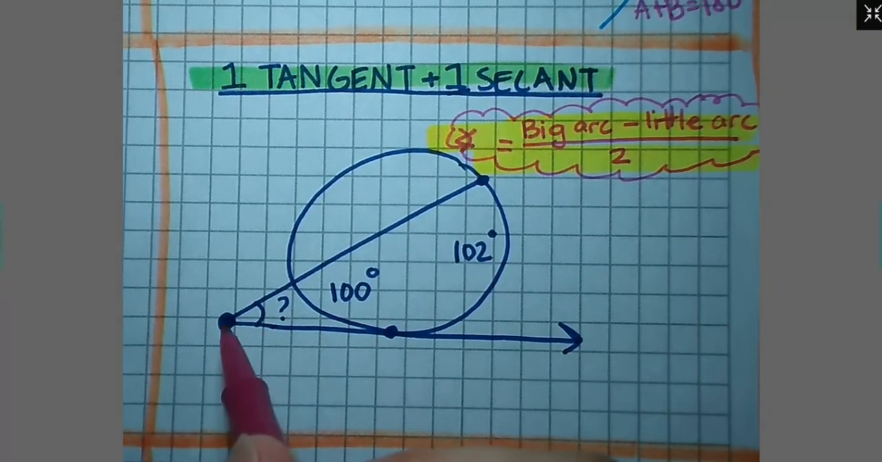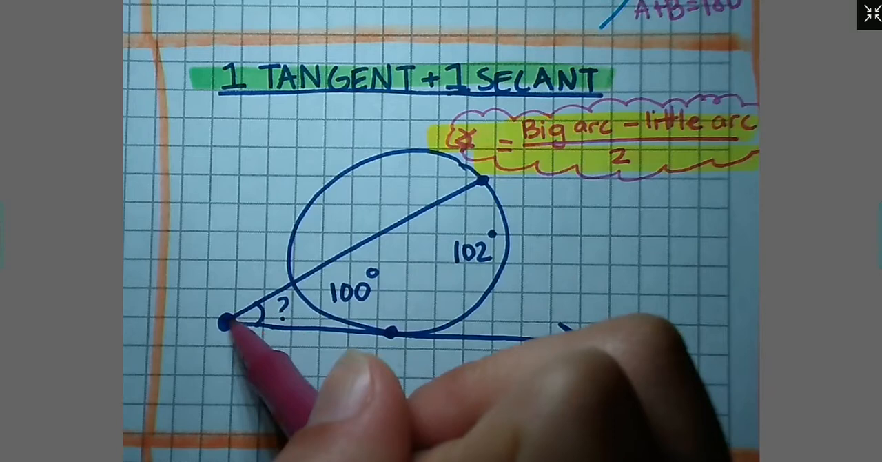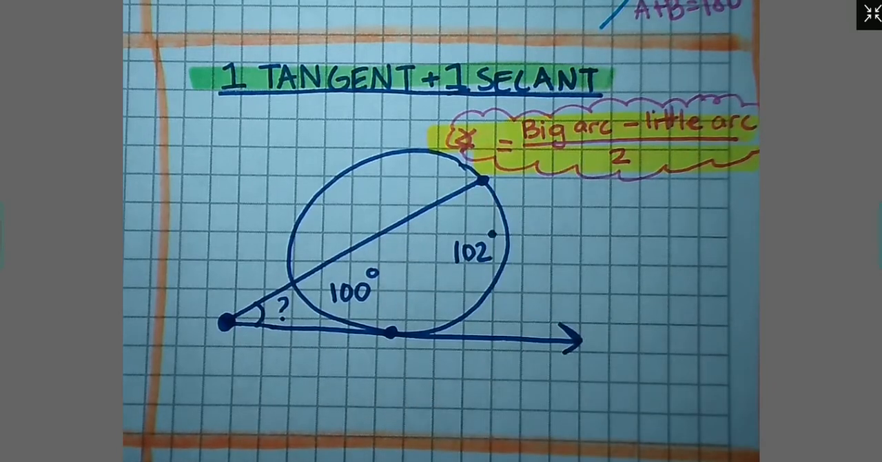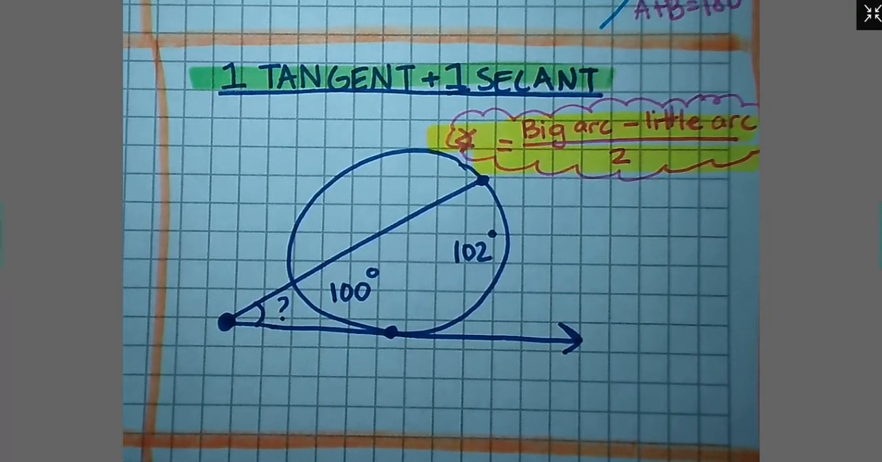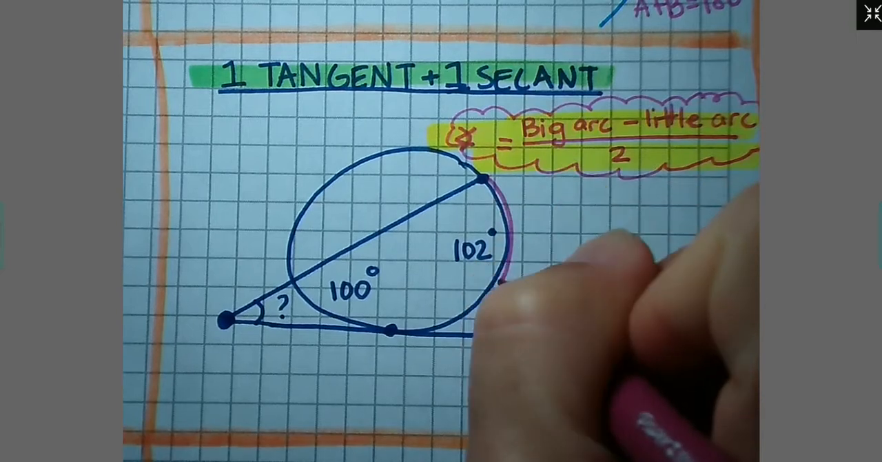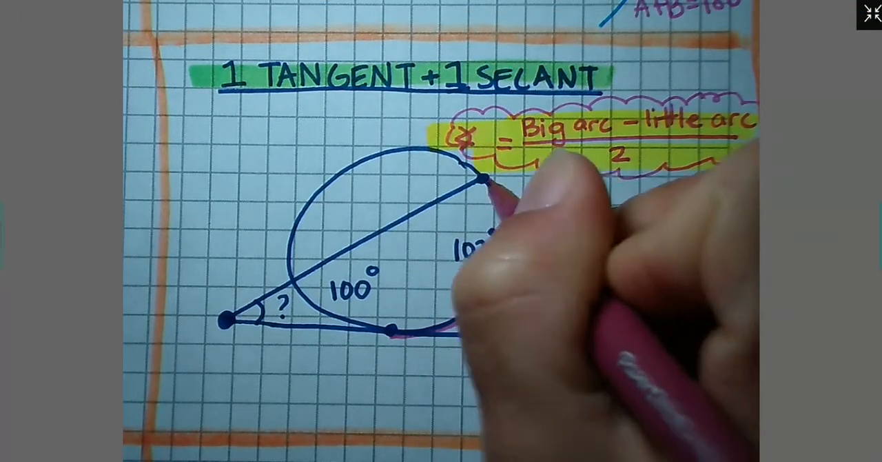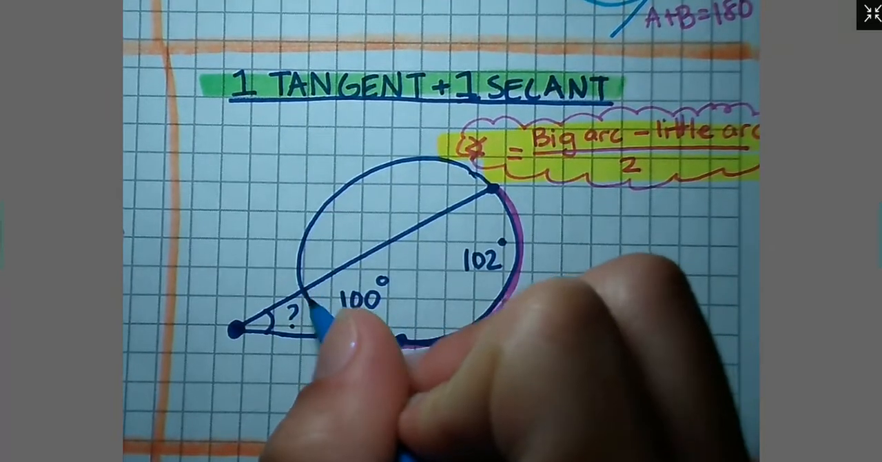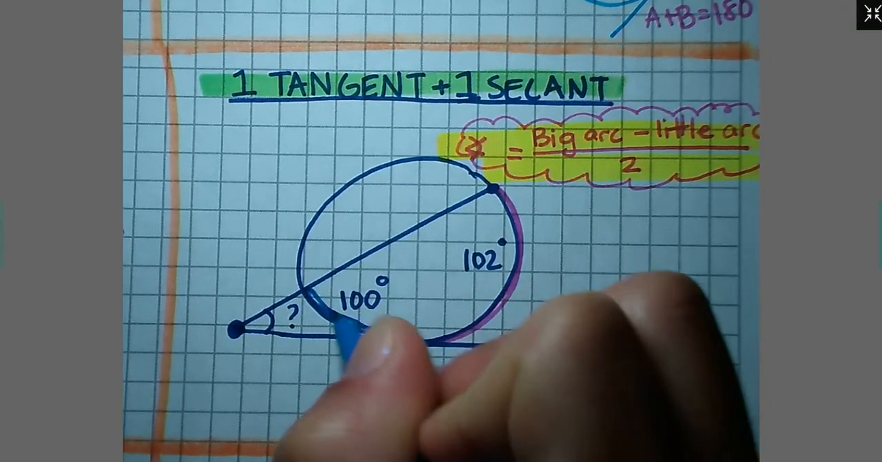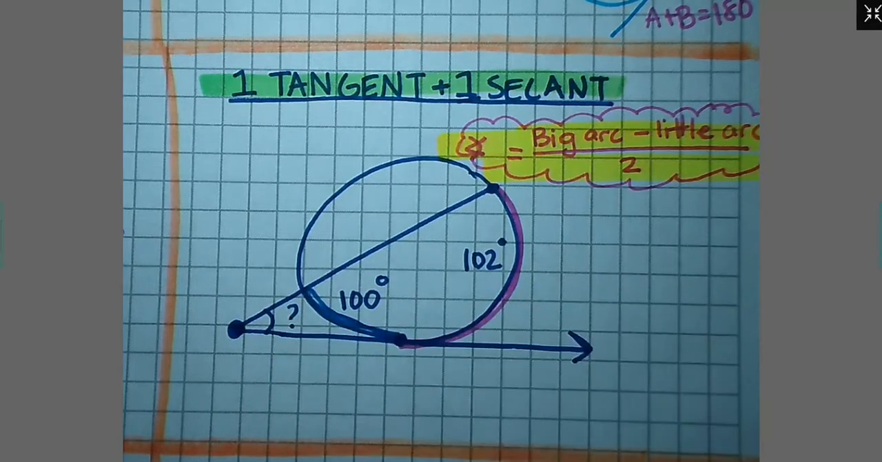All right, so this is your tangent line. This is your secant line. The way that these type of problems are going to go, you really just have to memorize this formula. Big arc minus little arc divided by 2 equals the angle on the outside. So this arc is our big arc. We're going to subtract the little arc, which is this arc, and divide by 2, and that's going to give us this angle.